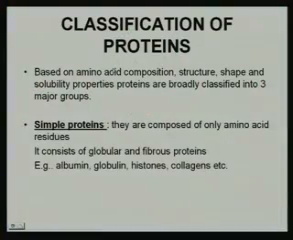Now, let us come to the classification of protein. Based on the amino acid composition, structure, shape and solubility properties, proteins are broadly classified into three major groups. The first group is called the simple protein. They are composed of only amino acid residues. It consists of the globular and the fibrous protein. Examples are albumin, globulin, histone, collagen, etc.